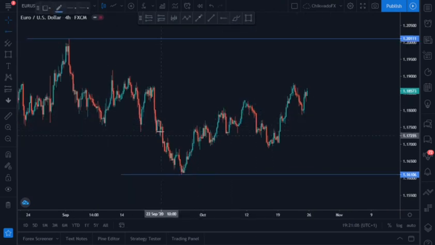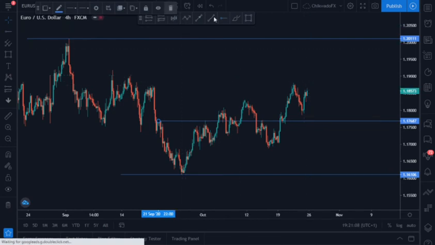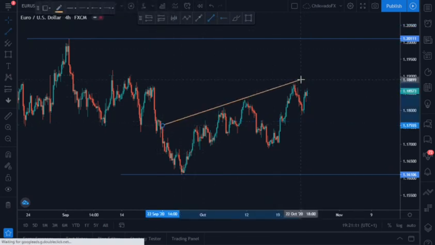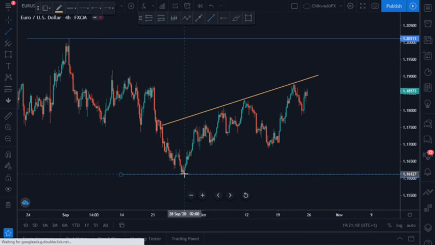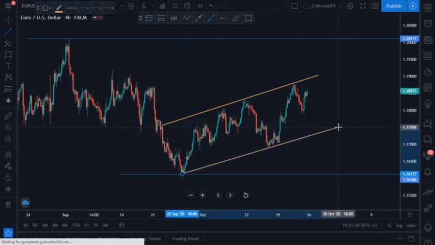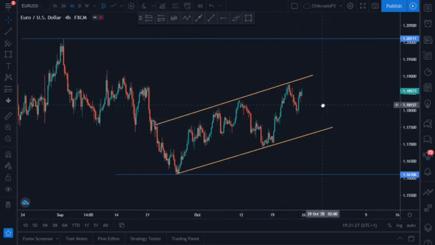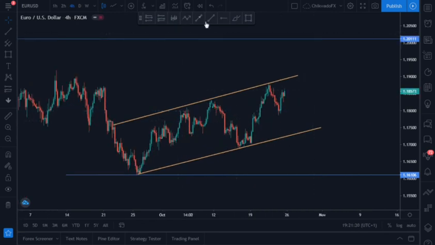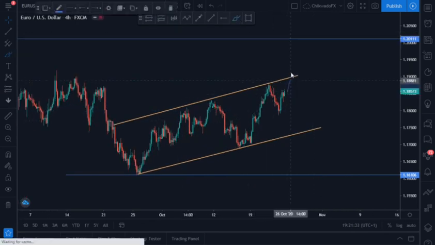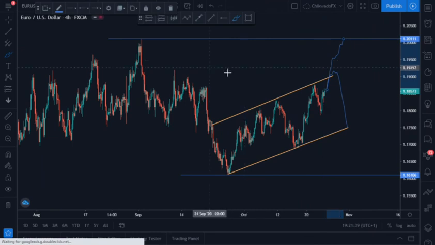Now, take this line, pull this in here, take this one, pull this in here, take this one, pull this in here. Now we know that the market could come up, break these zones and drop, or we could ultimately come up here completely. They could decide to run the highs.